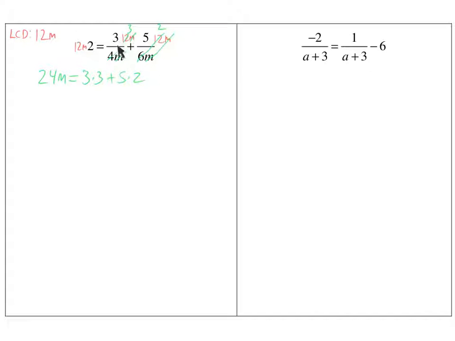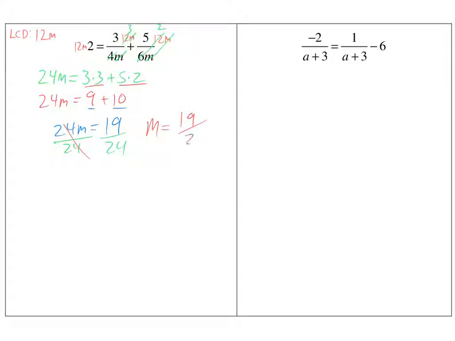Again, 12 divided by 4 was the 3 left over. 12 divided by 6 was the 2 left over. The m's all disappeared. So we now have 24m equals 3 times 3 is 9, plus 5 times 2 is 10. And we can solve this. Those two combine. 24m is 19. And then we get rid of the 24 by dividing it off. So we have m equals 19 over 24, which is in reduced format.